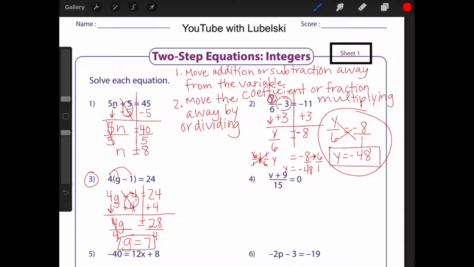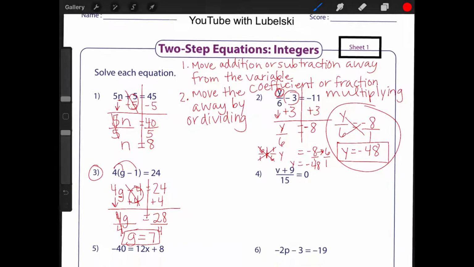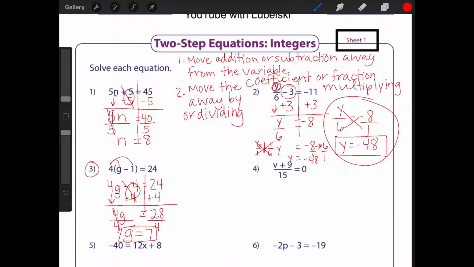All right, number 4. Number 4 is a little bit of a tricky situation because we've got this really big mess of stuff, but we can still do cross products for this. So I'm going to create my cross product. I'm going to put it over 1, and I'm going to multiply.